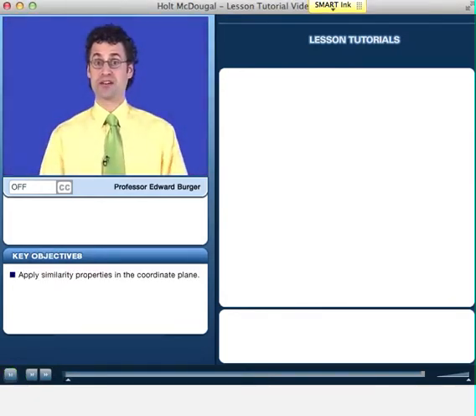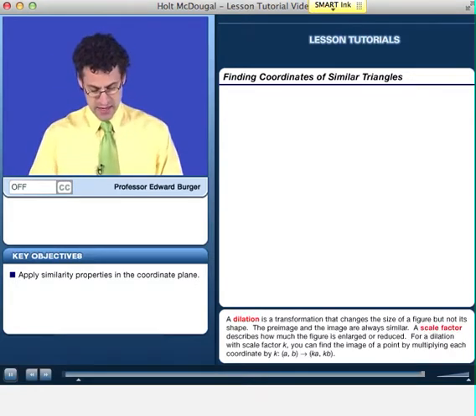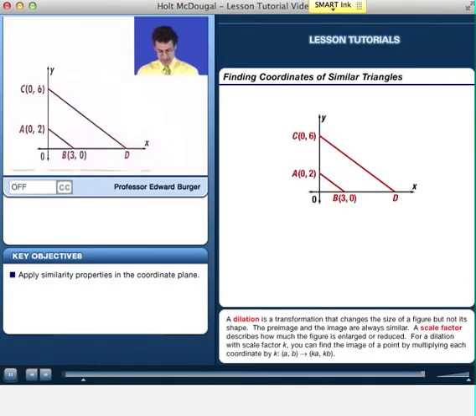Let's take a look at scale factors from a slightly different perspective. So let's take a look at some coordinate axes here and look at the plane. And you can see that I have, in fact, two triangles. I've got this little triangle right here and this larger triangle right here. And I'm told that these two triangles are similar.